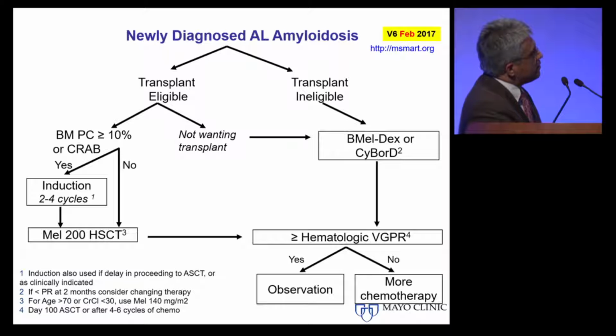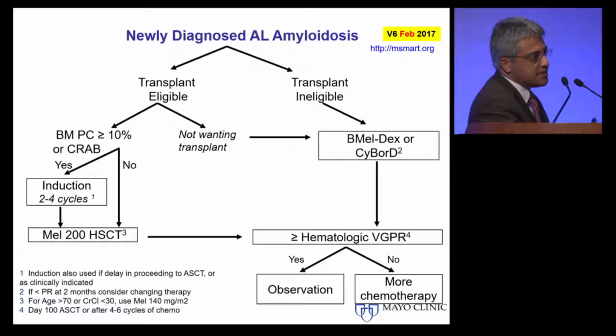So all this is summarized here, and this represents the Mayo approach to treating patients with AL amyloid. For transplant eligible patients, especially if they have more than 10% bone marrow plasma cells, we take them directly to an autologous stem cell transplant with or without an induction therapy. Patients who don't want to go to transplant or cannot go to transplant, we treat them with either a Cybody or bortezomib with Melphalan dexamethasone. If they get a VGPR or better, then we can observe them. If they don't, then we give them additional chemotherapy.